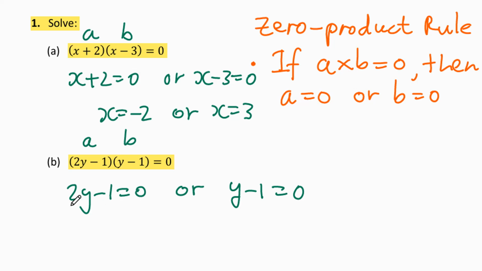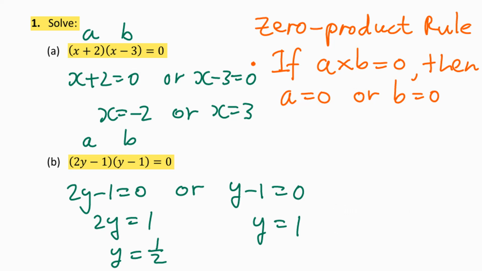So we solve for y in the first equation here. We can take the negative 1 to the right-hand side. So 2y equals positive 1. And now we can divide the 2 into the right-hand side. So y equals 1 over 2. In this equation, we want to solve for y. So we can take the negative 1 to the right-hand side, and it becomes positive 1. So the two solutions then are y is equal to a half or y is equal to 1.